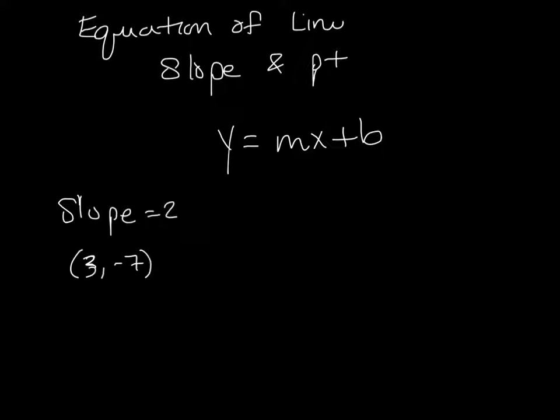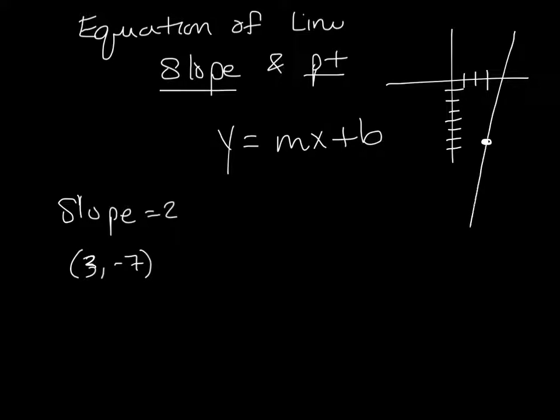Another form of information you'd be given and asked to find the equation of a line is you might be told the slope and a point that's on the line. So imagine they tell you, okay, so we have this point, (3, -7). That's on the line, and your slope is 2. So this is the graph of the line. Now we're wondering, what's the equation of the line?